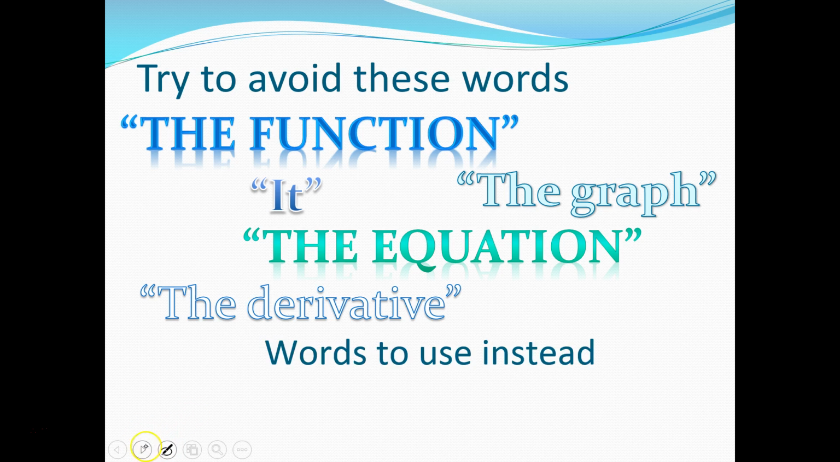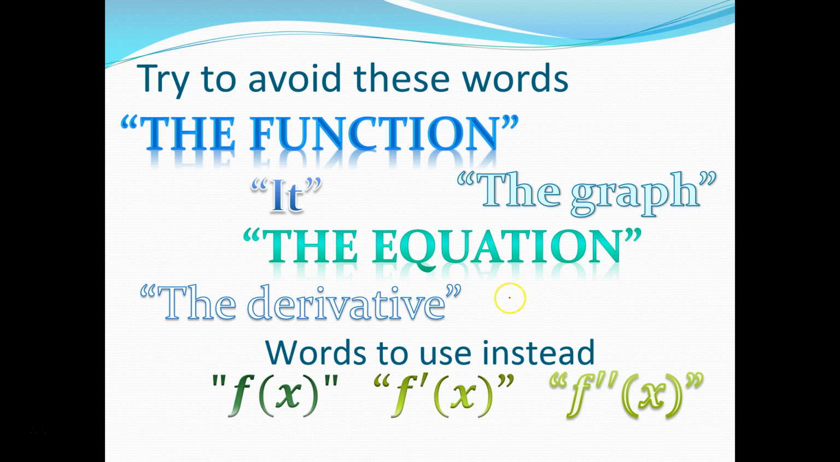Words to use instead: f of x, f prime of x, f double prime of x. If you tell me f prime of x is greater than 0, I know exactly what you're talking about. That means that the function is increasing. If you tell me that f double prime of x is equal to 0, great. We're probably talking about an inflection point if there's a sign change there. We're not sure it's an inflection point, but it might be. Got to prove a sign change. If you tell me that, I don't know, f double prime of x is less than 0, I know the graph is concave down.